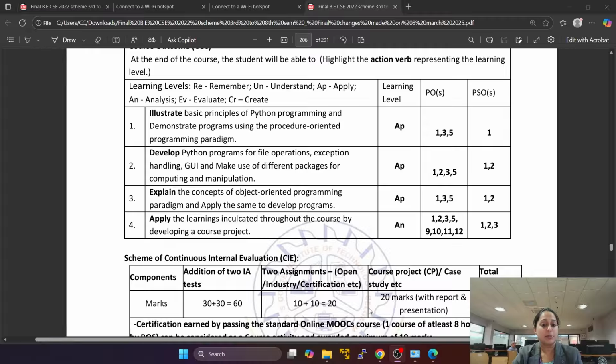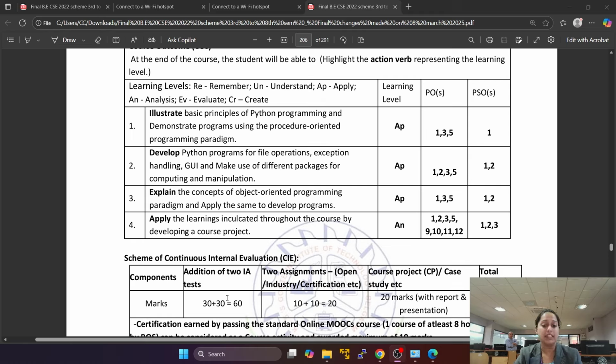And apart from this course project, you will have two assignments. For these two assignments, you can either go for industry certification courses, or I'll be giving you assignment questions which you need to implement and submit the report. So this carries 20 marks, 10 marks for each assignment. If you're going for certification courses, then the complete 20 marks will be given for the certification, and the remaining 20 marks for your course project.